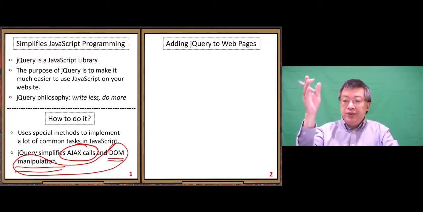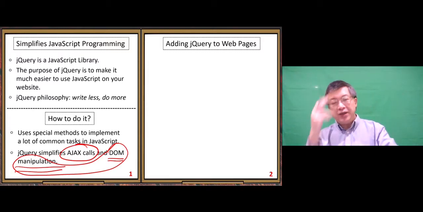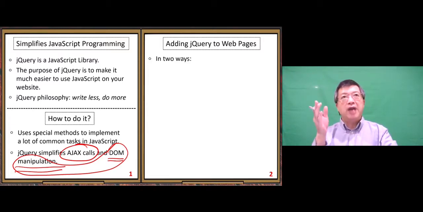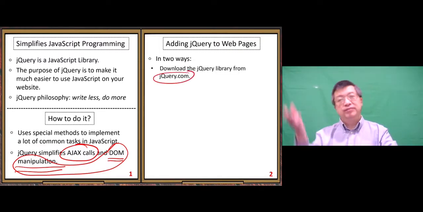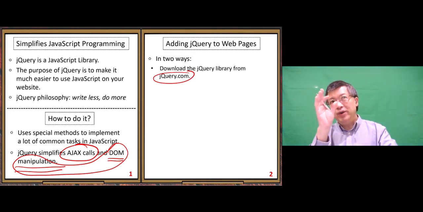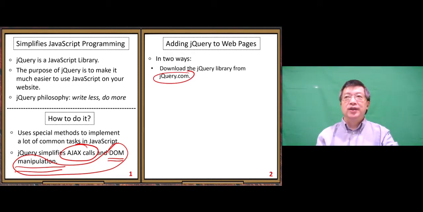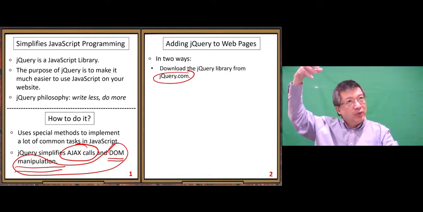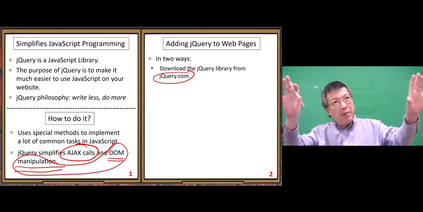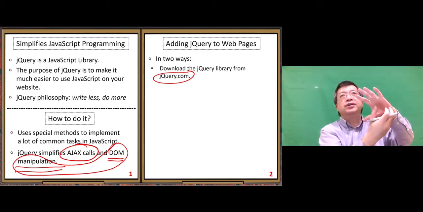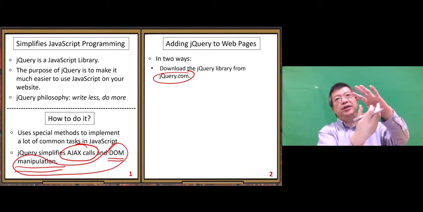Adding jQuery to web pages. Two ways to do it. The first way, download it. Download from jQuery.com. It is not very big. Pretty small. After we download it, every time we develop a web application, we can include it.